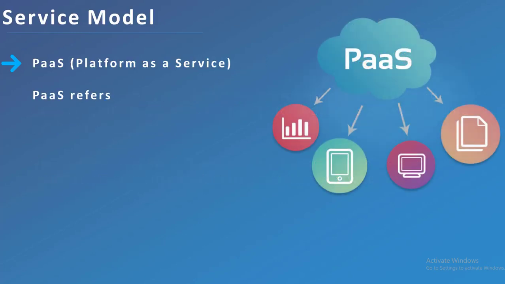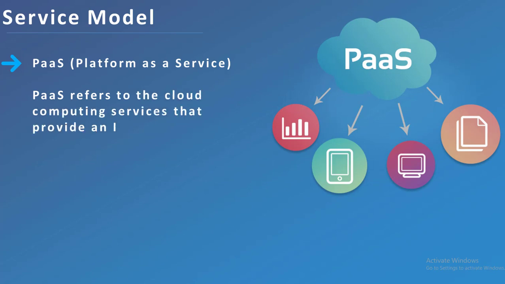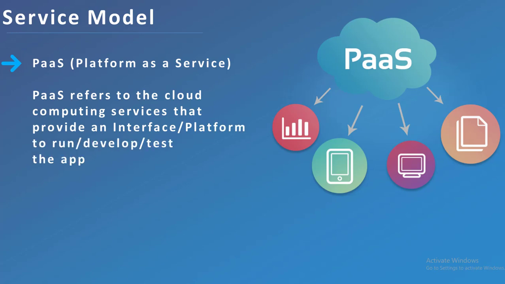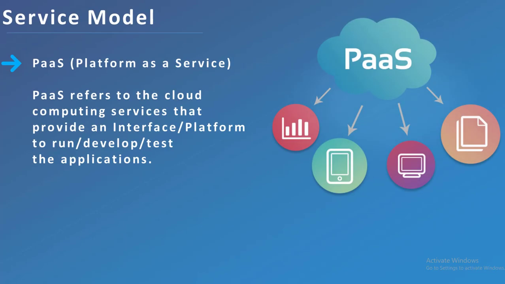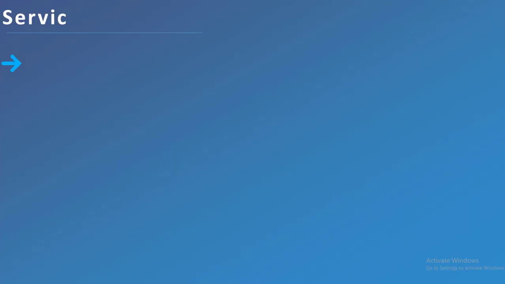The second one is PaaS. Platform as a service refers to cloud computing services that provide an interface platform to run a program or deploy a software application. PaaS allows you to focus on the creative side of application development and not worry about updating software, patching and all that other stuff. The third one is SaaS, software as a service.